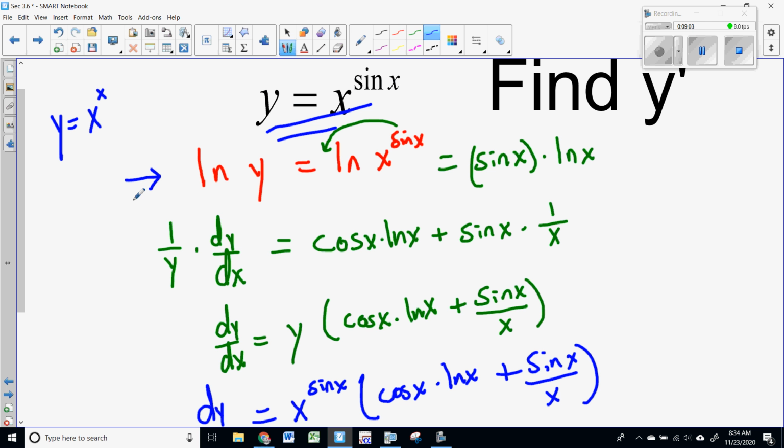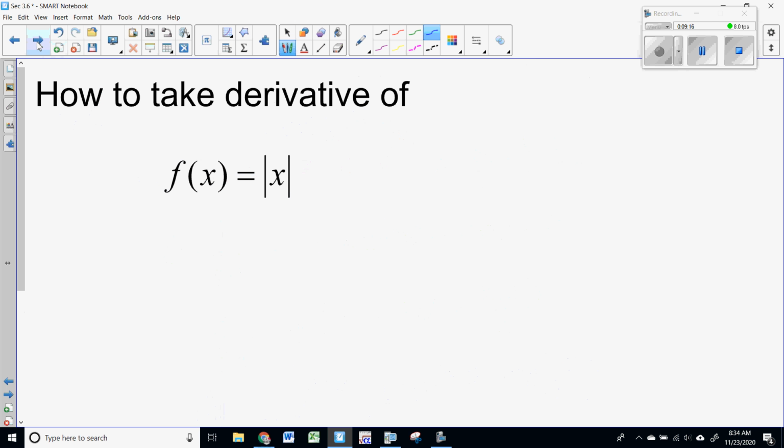Now, we have pretty much taken the derivative of almost everything we know. Polynomials, trigs, quotient rule, product rule, chain rule. We have our logarithms. We have our inverse trig functions. But a very simple function that we've looked at that we don't know how to take the derivative of is absolute value. How do we take the derivative of absolute value?